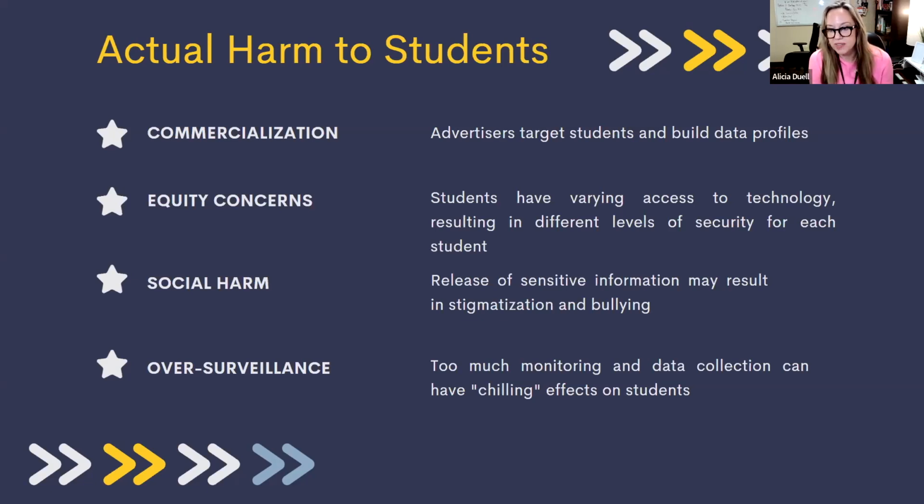Social harm potentially, if some sensitive information gets out from data that the school collected, it could result in stigmatization and bullying. Too much surveillance, and we'll talk about this a little bit later, can also have chilling effects on students. So if we want students to feel comfortable and safe doing research into not only school projects, but also information that they personally want and need, knowing or thinking that they're going to be 24/7 monitored could have a chilling effect on their willingness to explore and get the information that they need.